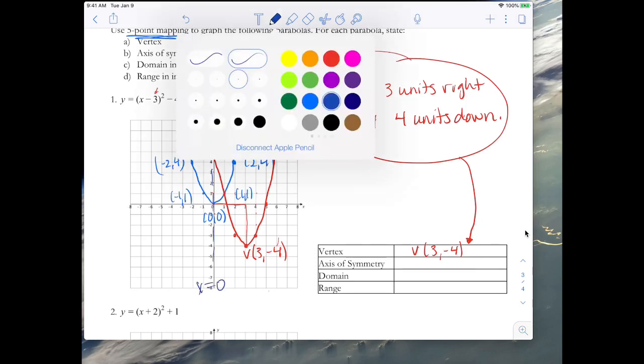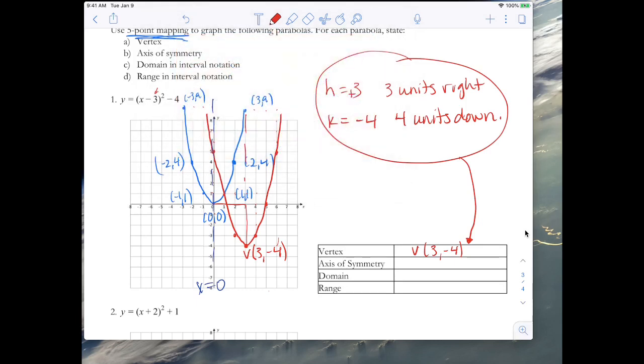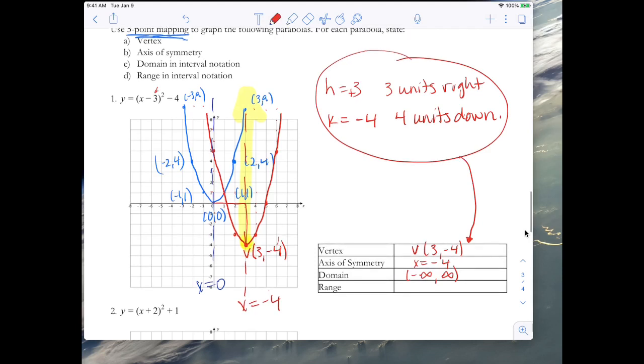But for this guy, we know that it has to go through the vertex, right? So this one is x equals -4. What's the domain? Well, as in all parabolas, the domain is -infinity to infinity. And for this guy, we can see that the range is from the vertex all the way up to infinity. The vertex is actually included in the range, so my range is going to be -4, all the way up to infinity.